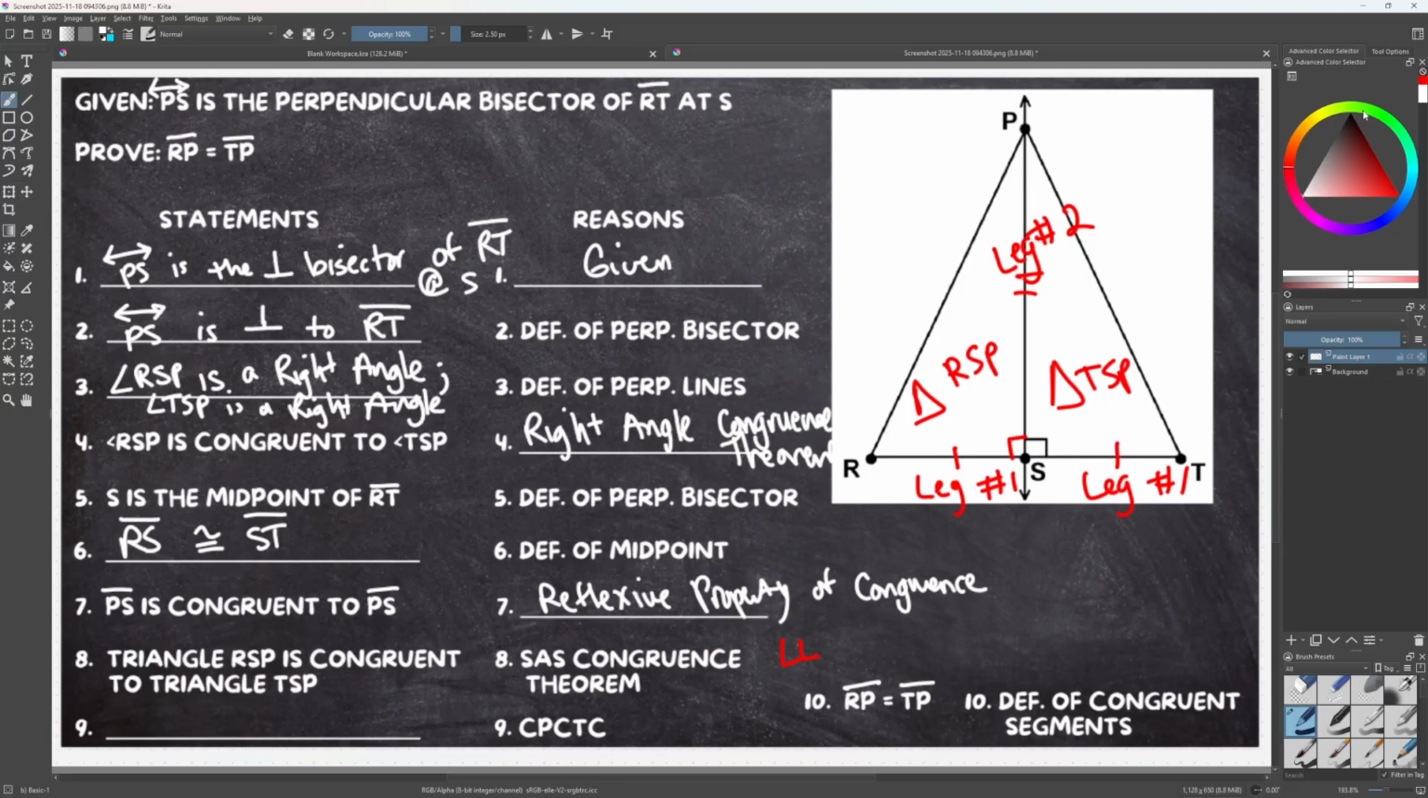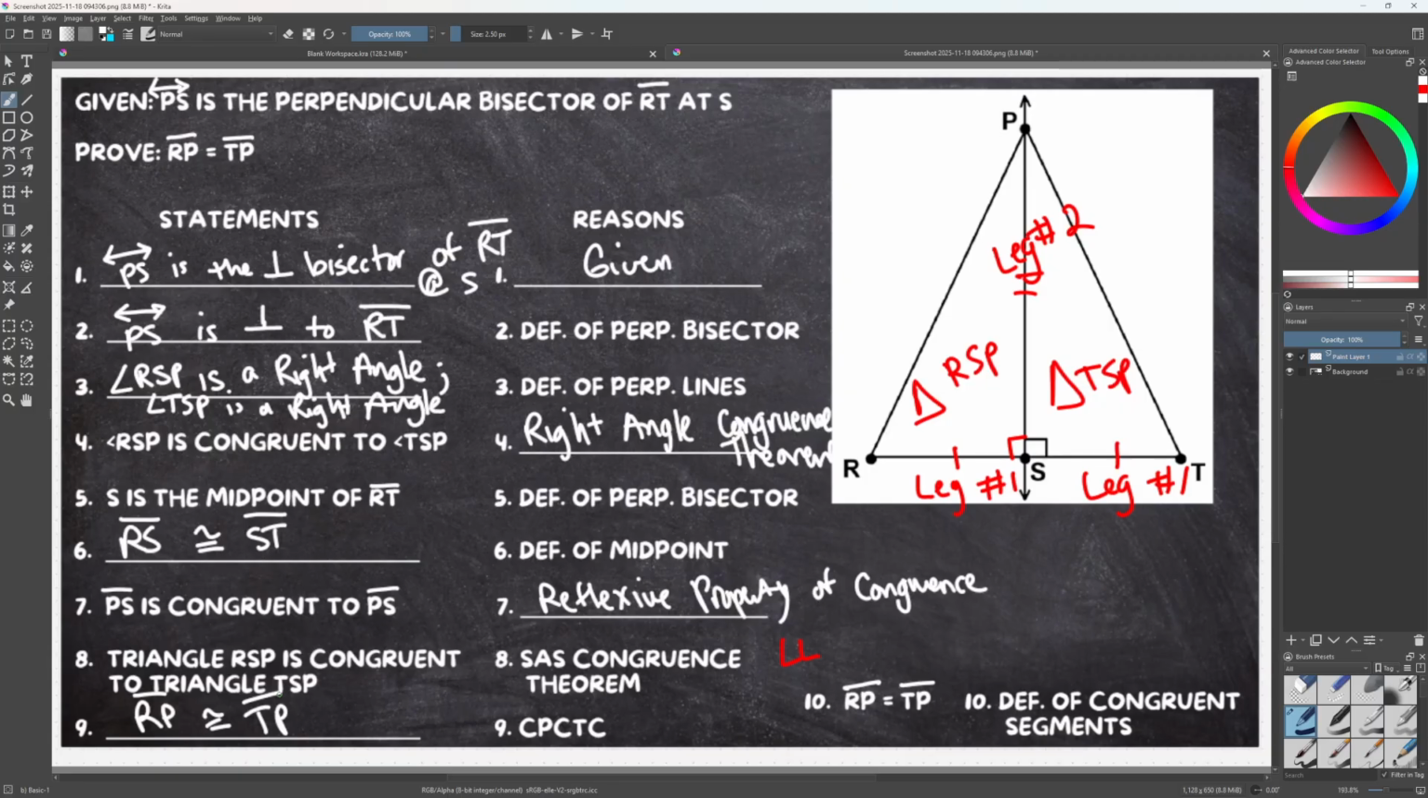And so now the last blank that we need to fill in is we have CPCTC as the reason. That's corresponding parts of congruent triangles. That's just saying if we have congruent triangles, then we know that we have congruent parts, like the parts are going to be the same. And so again, the big thing that we're trying to prove here is we're trying to prove RP and TP are the same. Well, if we know those triangles are congruent, we know that those two things are going to be the same. And so we would go ahead and say that RP is congruent to TP. And that's because those are corresponding parts in congruent triangles, and so we know they're congruent. So that's how CPCTC will help us.